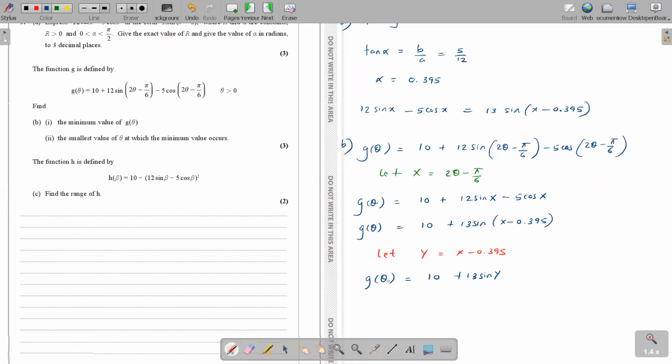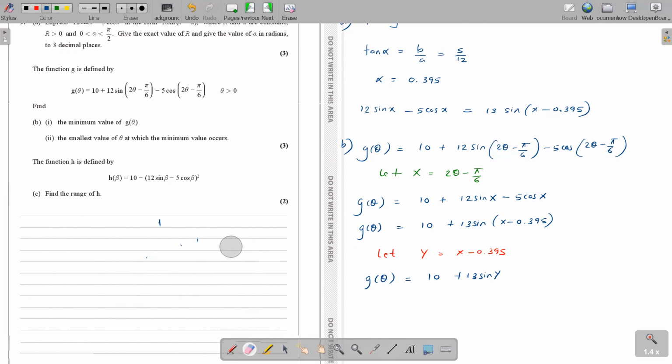So I want to get the minimum g theta. To get the smallest value of g, you need to find the smallest possible answer here. So 10 is a constant, 13 is a constant, sin y is the only variable. So the sine graph varies between what? 1 and -1, am I correct? The maximum is 1 and the minimum is -1.